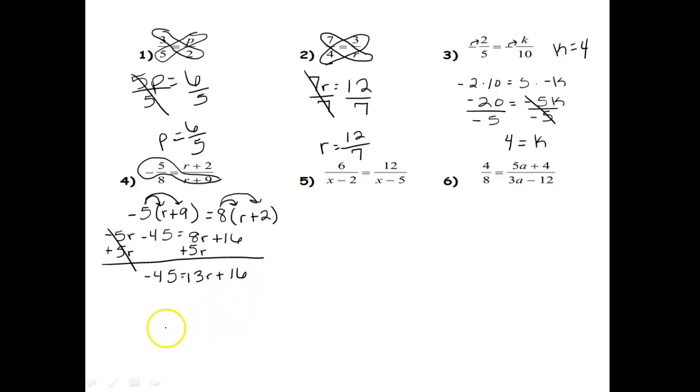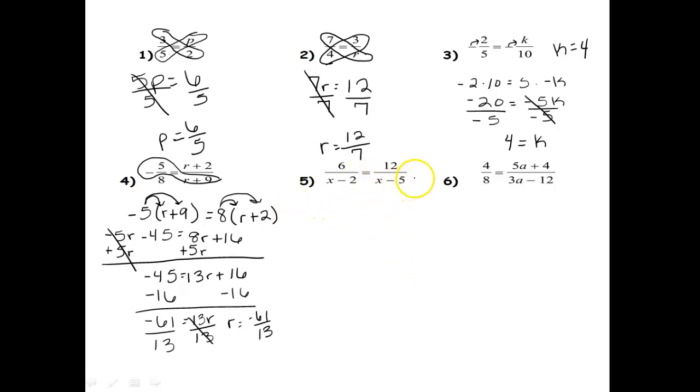Then I have, all right, sorry guys, I had to pause the video. Then I have to subtract 16 from both sides because I'm still trying to get r by itself. And that equals negative 61, yes. Equals 13r. And then I divide both sides by 13. And that's my answer. R equals negative 61 over 13. Leave it like that, unless I ask for your answers as a decimal.